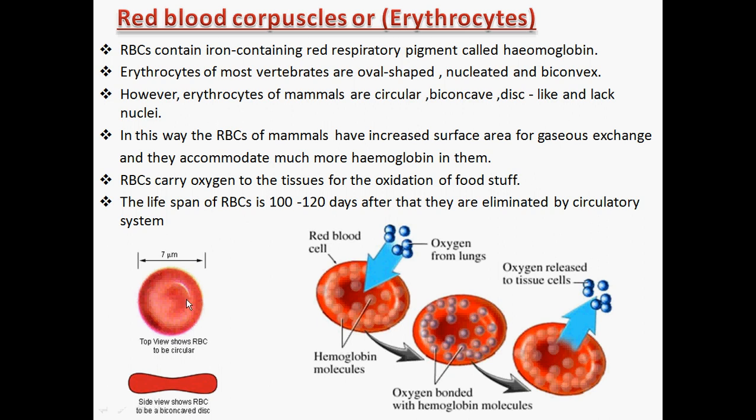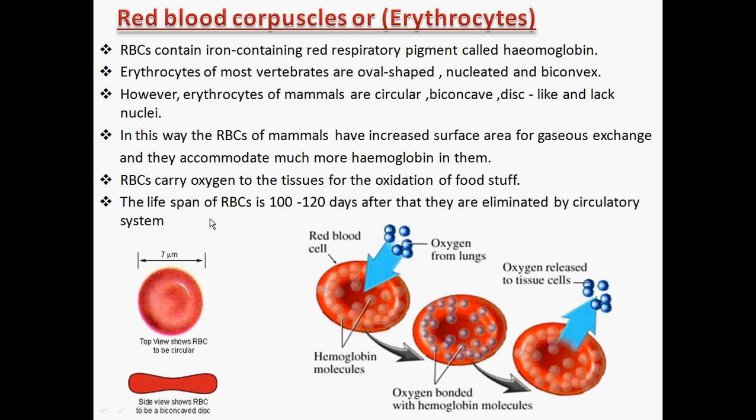They do not contain nuclei so that they are able to accumulate more hemoglobin and absorb more oxygen in the body. That is why they do not contain nuclei at maturity. In this way, the RBCs of mammals have increased surface area for gaseous exchange, and they accumulate much more hemoglobin. The RBCs carry oxygen to the tissues for the oxidation of foodstuff, which I told you just now.